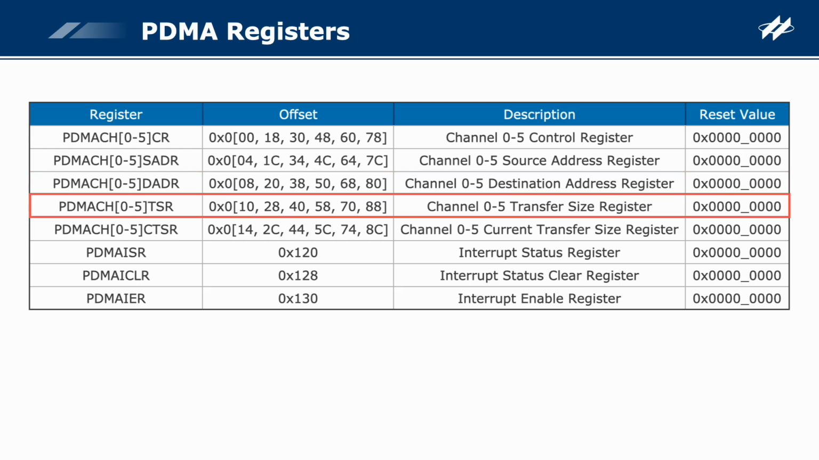The channel transfer size register is used to set the number and length of block transactions. The channel current transfer size register is used to store the current number of the block transactions. The interrupt relevant registers are used to set the interrupt status, clear the interrupt status and enable the interrupt.